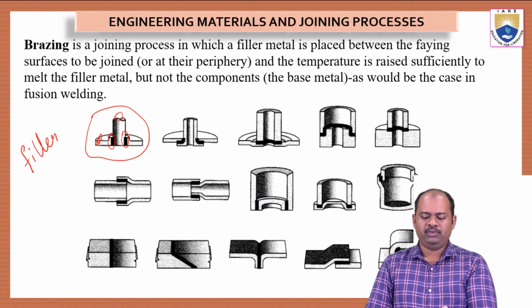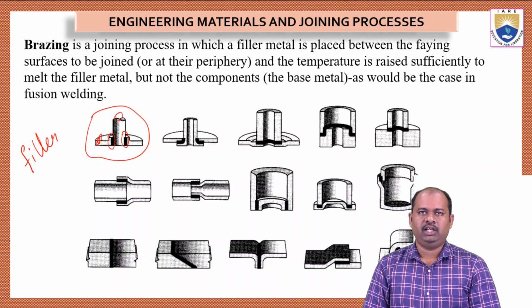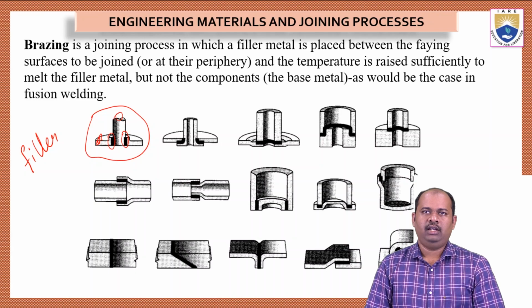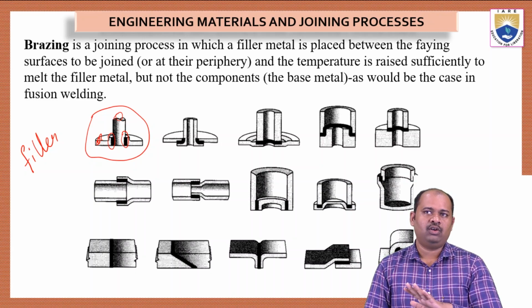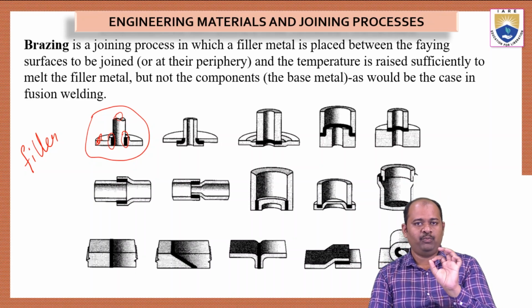So these are the different types of joints which can be formed by using the technique called brazing. And the temperature is raised sufficiently to melt the filler metal only, but not the components. This is the key point to be noted.